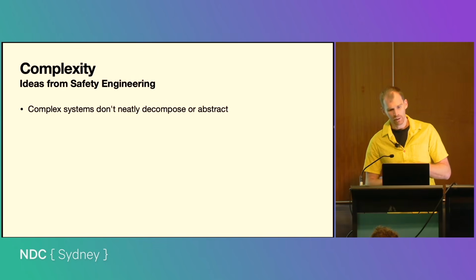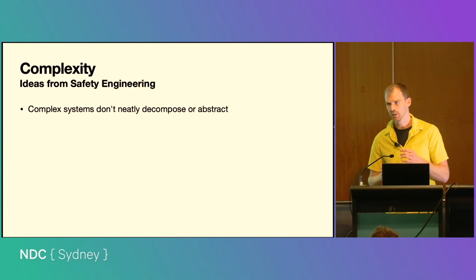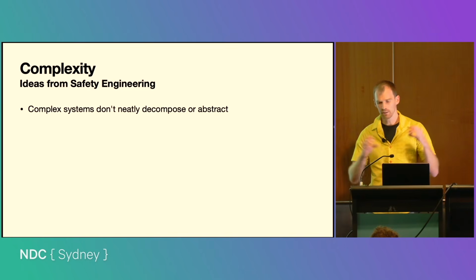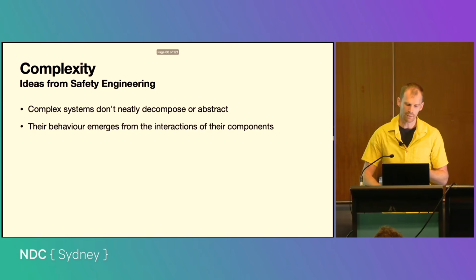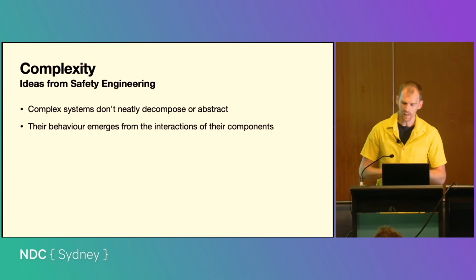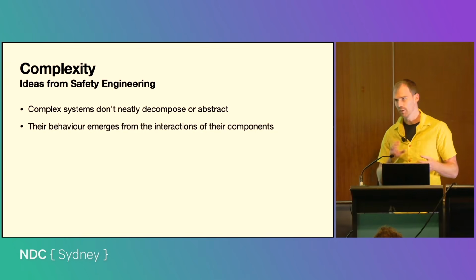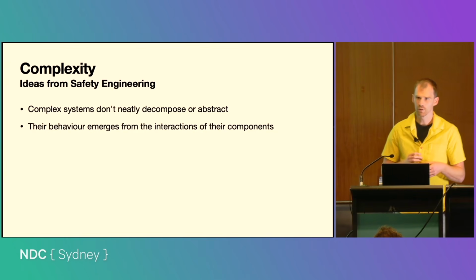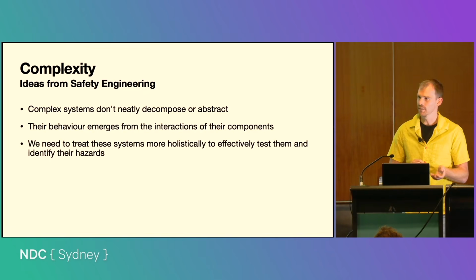The problem is that complex systems don't tend to neatly decompose or abstract very well. You can't find sufficiently small pieces to treat them as, and then put them back together and get the same result. And you can't wrap all of that complex behavior together and treat it as something simpler, because the behavior of these systems emerges from the interactions of those components. So you have to consider the system more holistically in order to effectively test it.